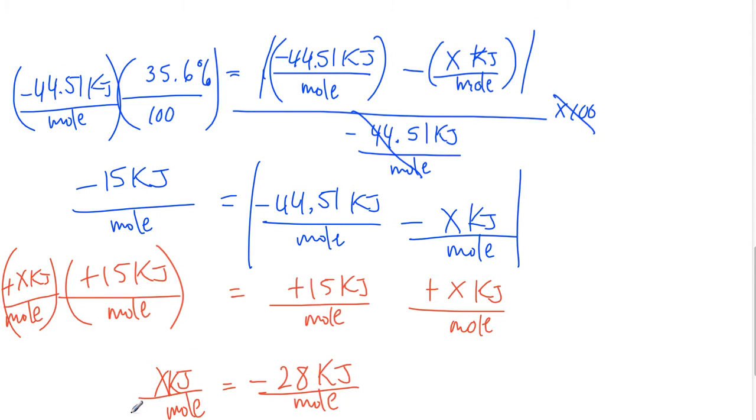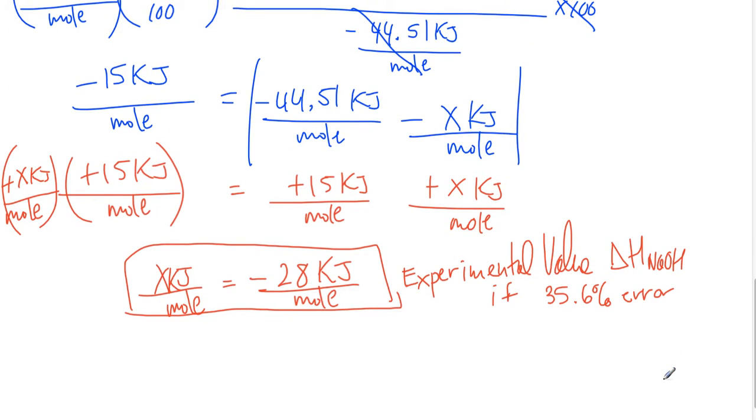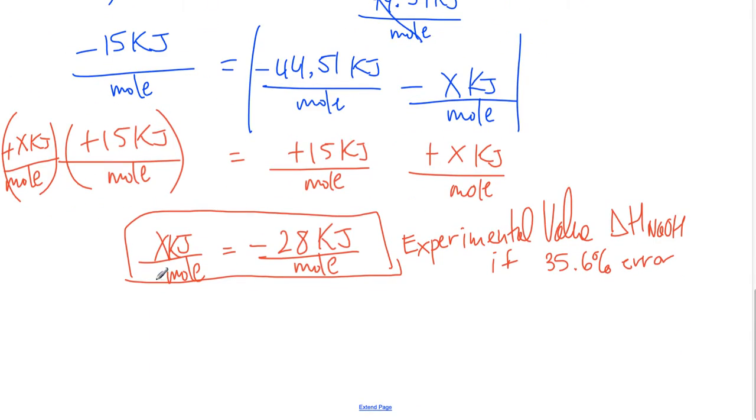That would be your experimental value. This is your experimental value of the delta H of sodium hydroxide if you have a 35.6% error. Okay? Now, it says to go a little bit further. It says, what is the temperature final equal? What is the temperature final equal?